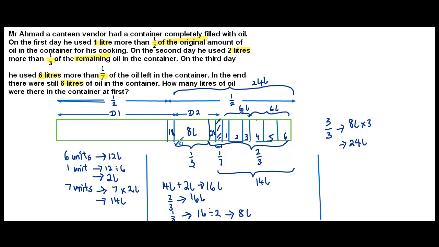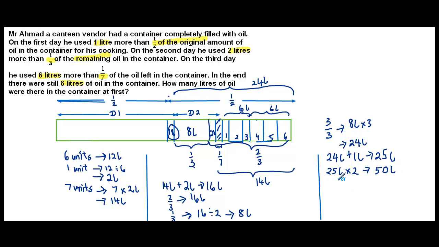If you add 24 liters to 1 liter here, we will get 25 liters. 24 plus 1 liter will give us 25 liters. If you look carefully at the model, 25 liters is actually half of day 1's model. So to find the amount of oil in the container at first, we will take 25 liters times 2, and this would give us 50 liters.